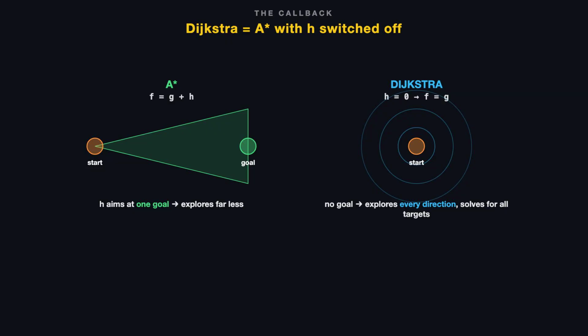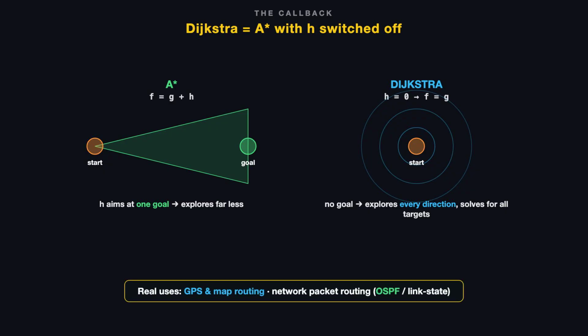The trade is honest. A star is faster to one target. Dijkstra has no target, it finds the shortest path to everything from the source, all in one run. And that is why it is everywhere. GPS and map routing. Network packet routing, link state protocols like OSPF run Dijkstra to build their routing tables. Anywhere you need least cost paths.